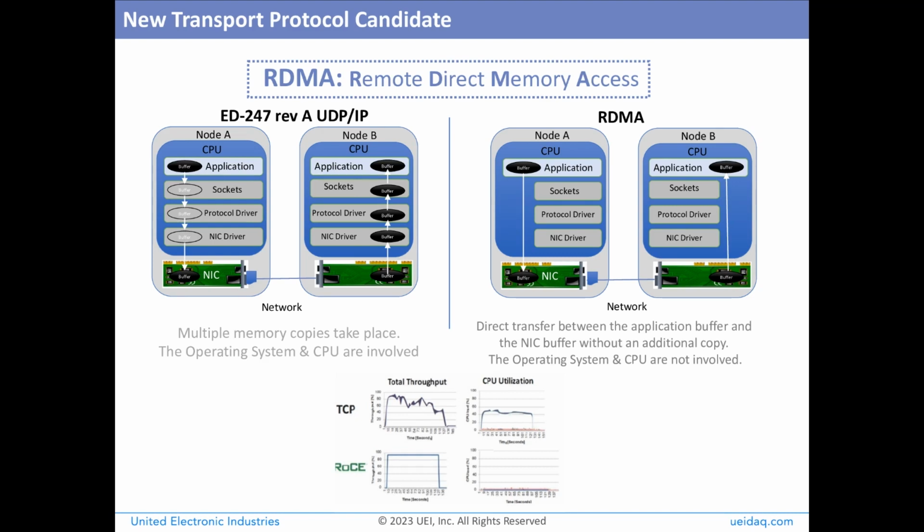Data has to travel through the entire stack, from the application to the socket, to the protocol driver, to the NIC driver, and then onto the Ethernet board itself, and then back. That's 8 steps. With RDMA, the data buffer is directly transferred between the application and the network interface card. That minimizes the number of copies, reducing the resources needed, of course.